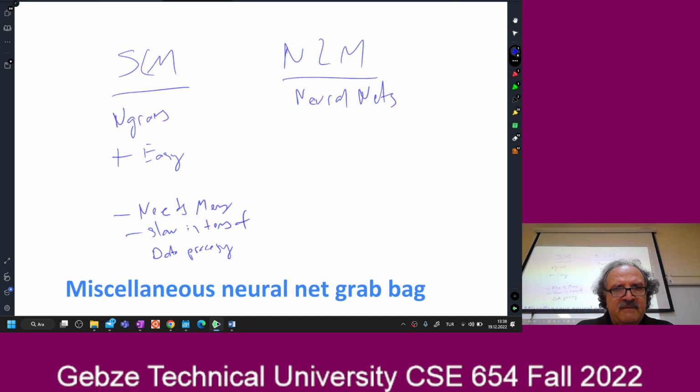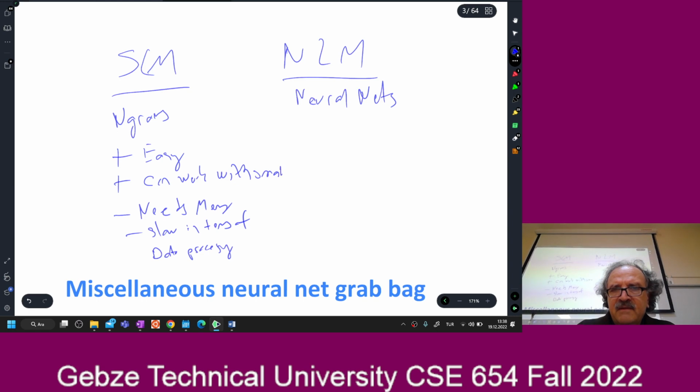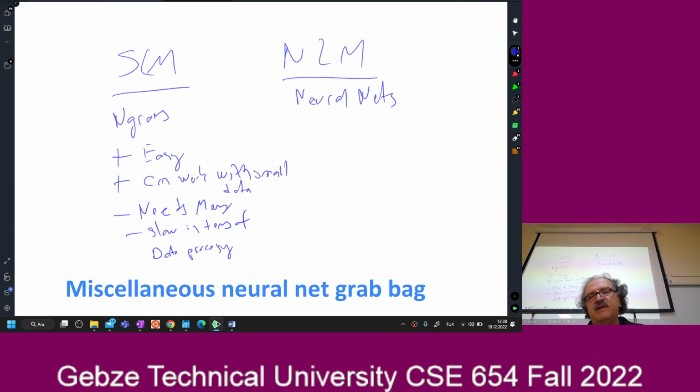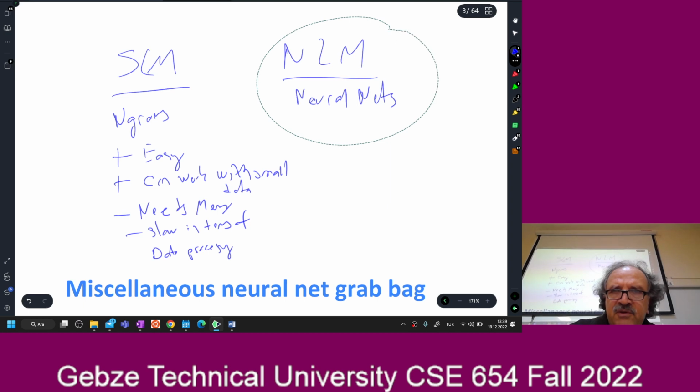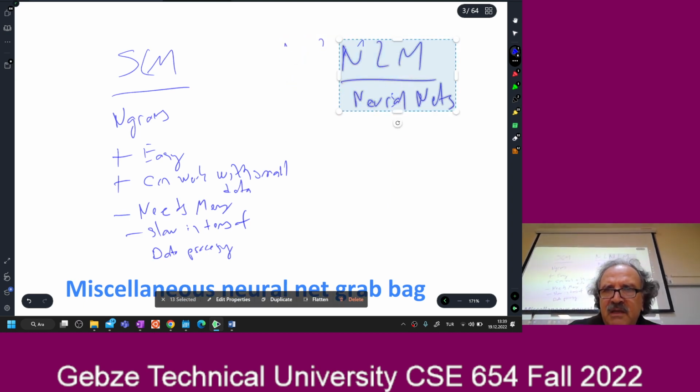And with the pluses, it can work with small data. Small data. Just a few thousand sentences, and up to some point it can work. Okay. So what are the pluses for the neural language modeling?